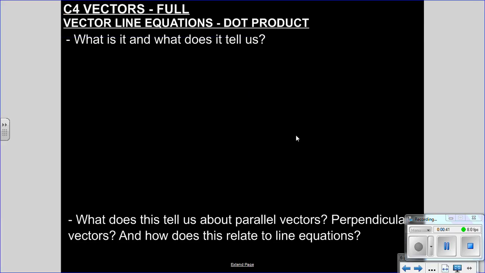So what is it and what does it tell us? Well, like I said on the previous video, we are going to go into a lot of detail into what the dot product is about, and where it comes from, and you're going to prove it. But really, just to give you a sense of what it is, let's say you've got x dot y. Now this dot is a big chunky dot. This goes in the middle of your letters.